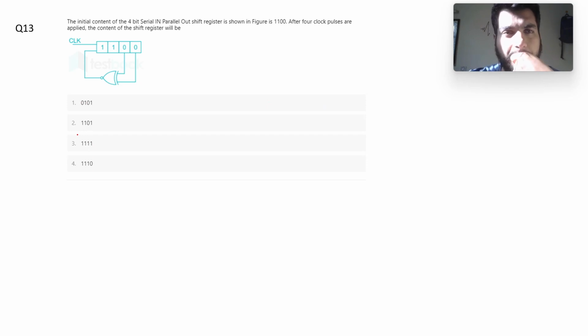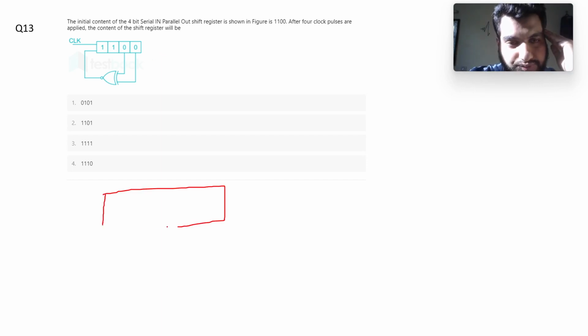Question number 13. The initial content of the 4-bit serial in parallel output register is shown in the figure. It's given as 1100. After 4 clock pulses are applied, the content of the shift register will be? So we need to figure out the contents of the shift register after 4 clock pulses are applied.